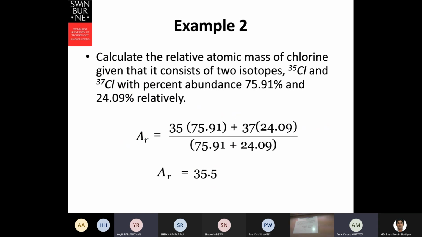So this is one example, like chlorine. Just now we have seen one is 37 and one is 35, right? For 35, the percentage of abundance is 75.91%. That means in nature, 75.91% of the chlorine that we get is chlorine 35, out of 100.